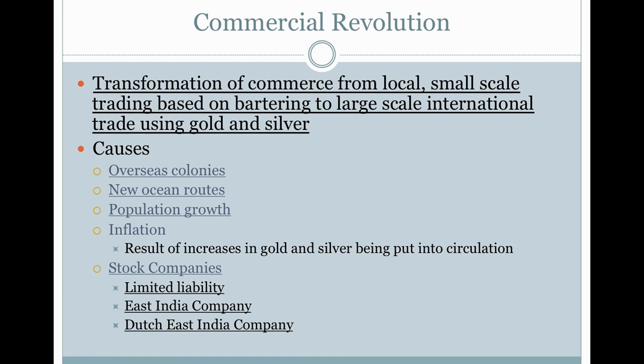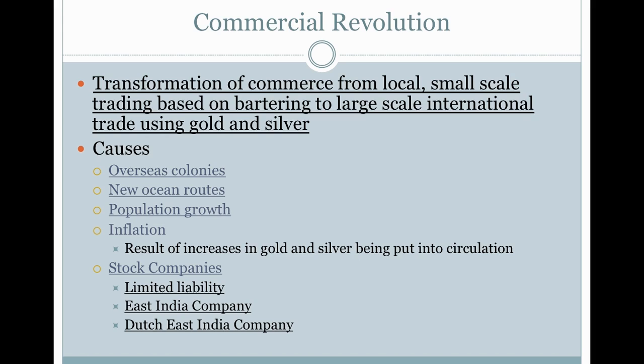All right, so it's during the early 1400s where we see a commercial revolution. Not industrial revolution, but commercial revolution. A transformation from a local, small-scale trade system based on bartering, the exchange of goods, to large-scale international trade using gold and silver. And it's the idea of commercialism, right? You're now going overseas to trade things, using ships, accumulating a lot of wealth.